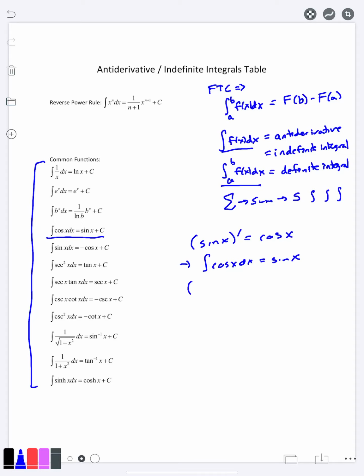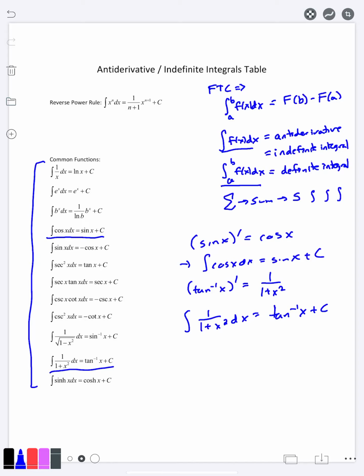You learned before that the derivative of arctan is 1 over 1 plus x squared. And so now we know that the antiderivative of 1 over 1 plus x squared is arctan. And that rule is right here. So again, every single one of them comes from a rule that you previously learned. And you're going to want to learn all these new rules now as well.